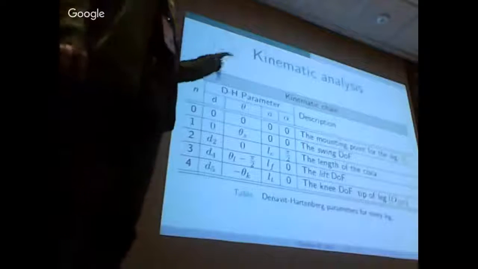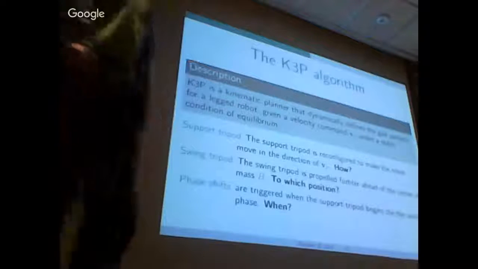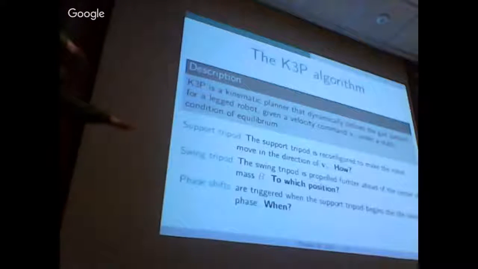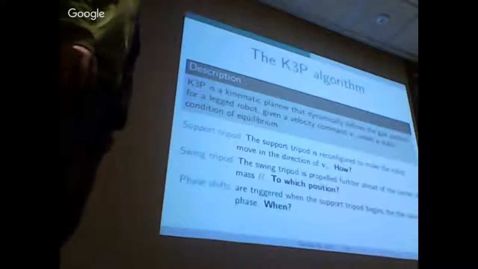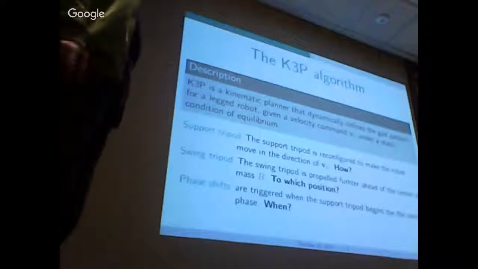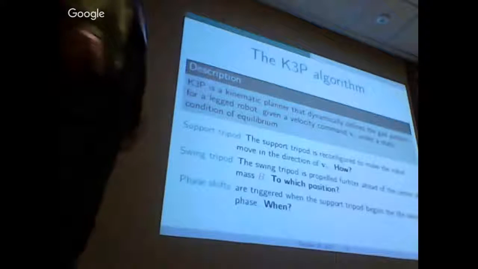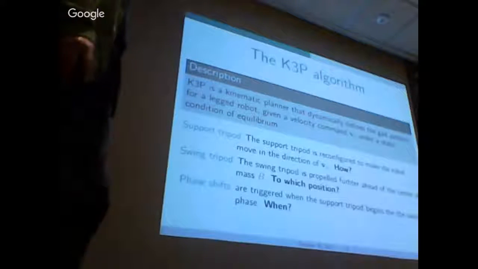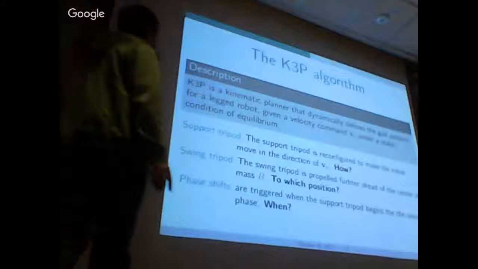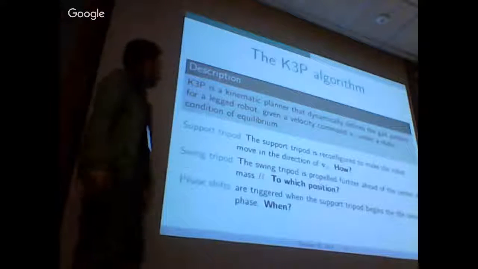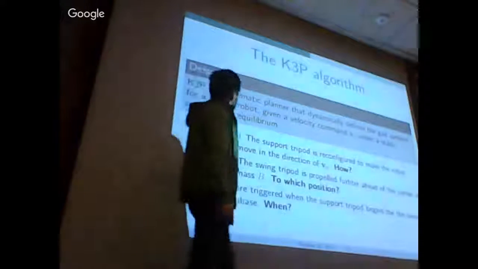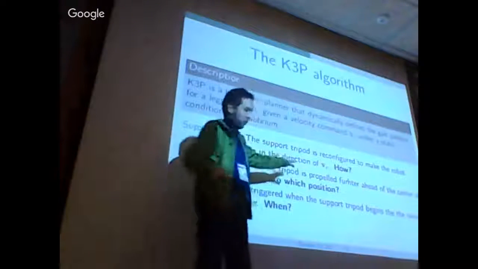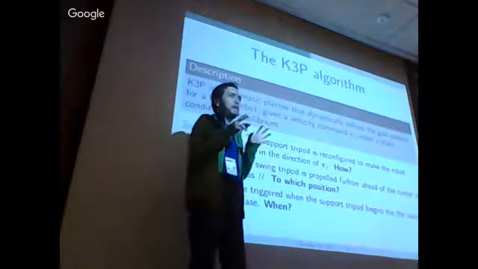So, given this kinematic analysis, H3P is a kinematic planner that dynamically defines the gait pattern for a robot given a velocity command, under a static condition of equilibrium. So for the support tripod and the swing tripod, we have to define how to propel the center of mass forward given the velocity vector.